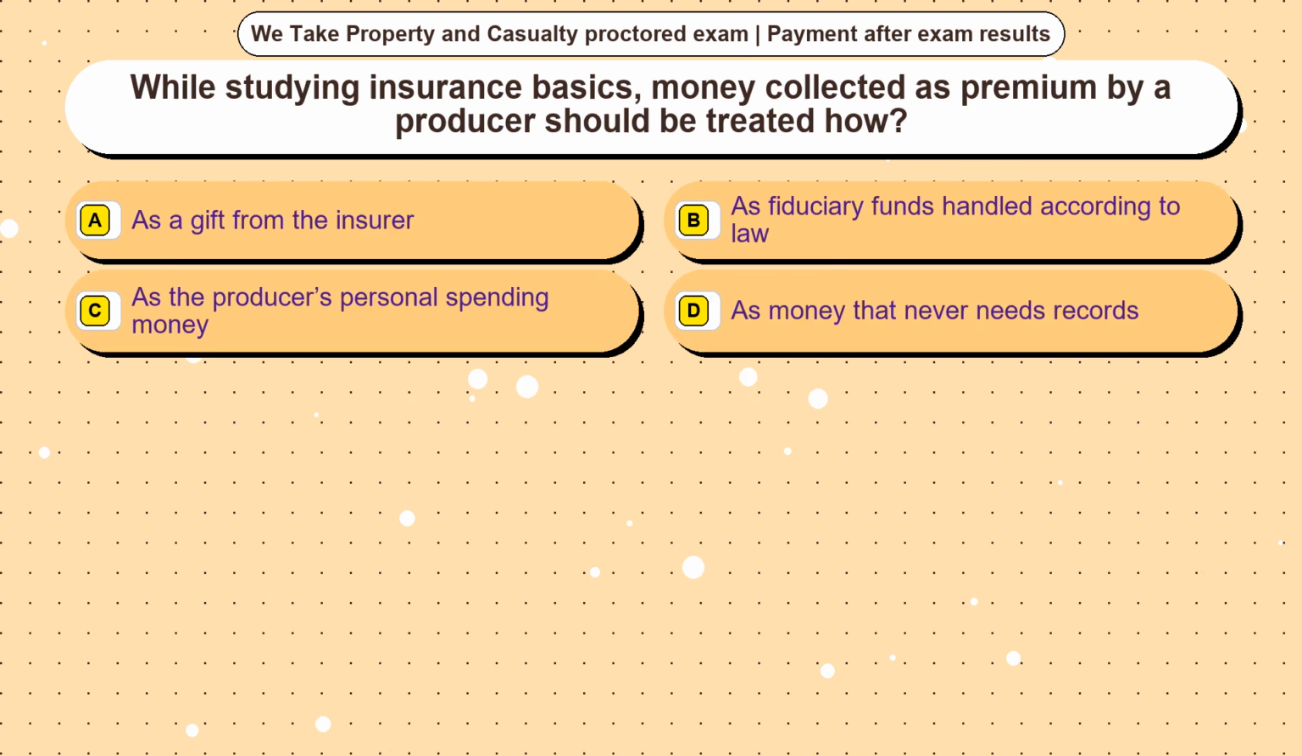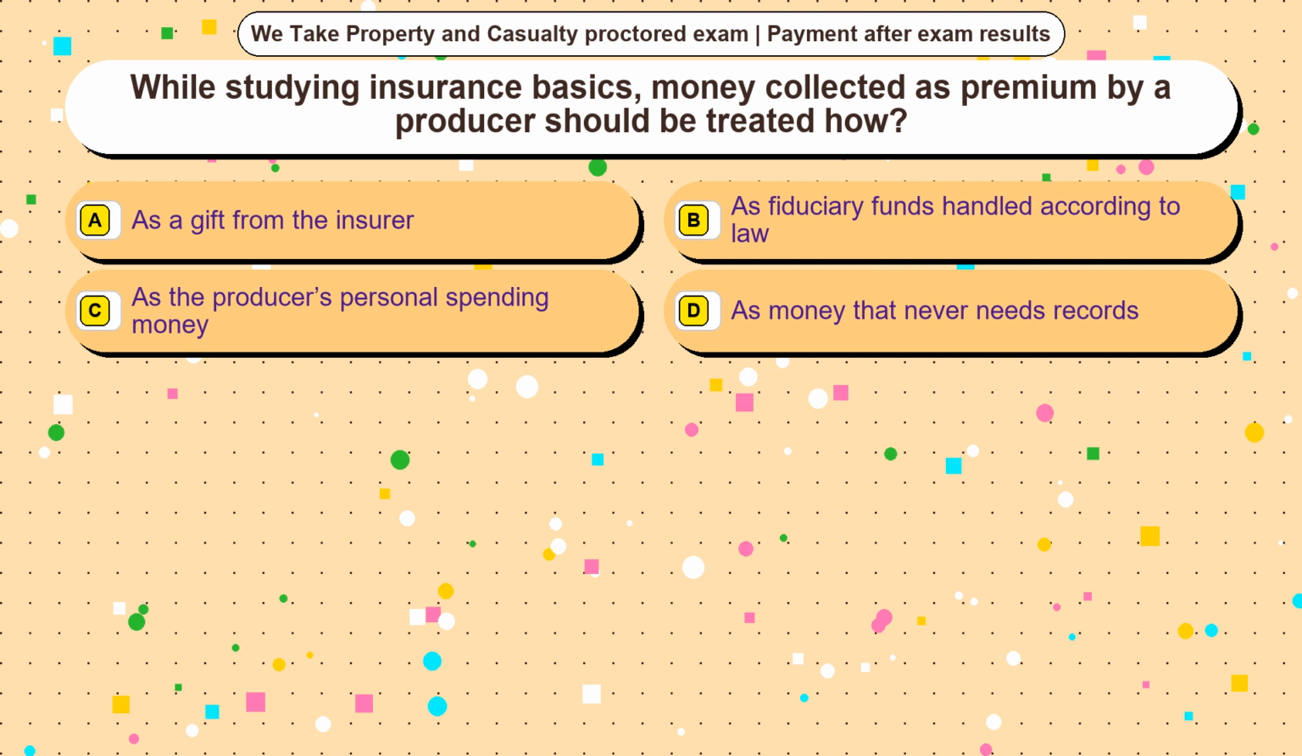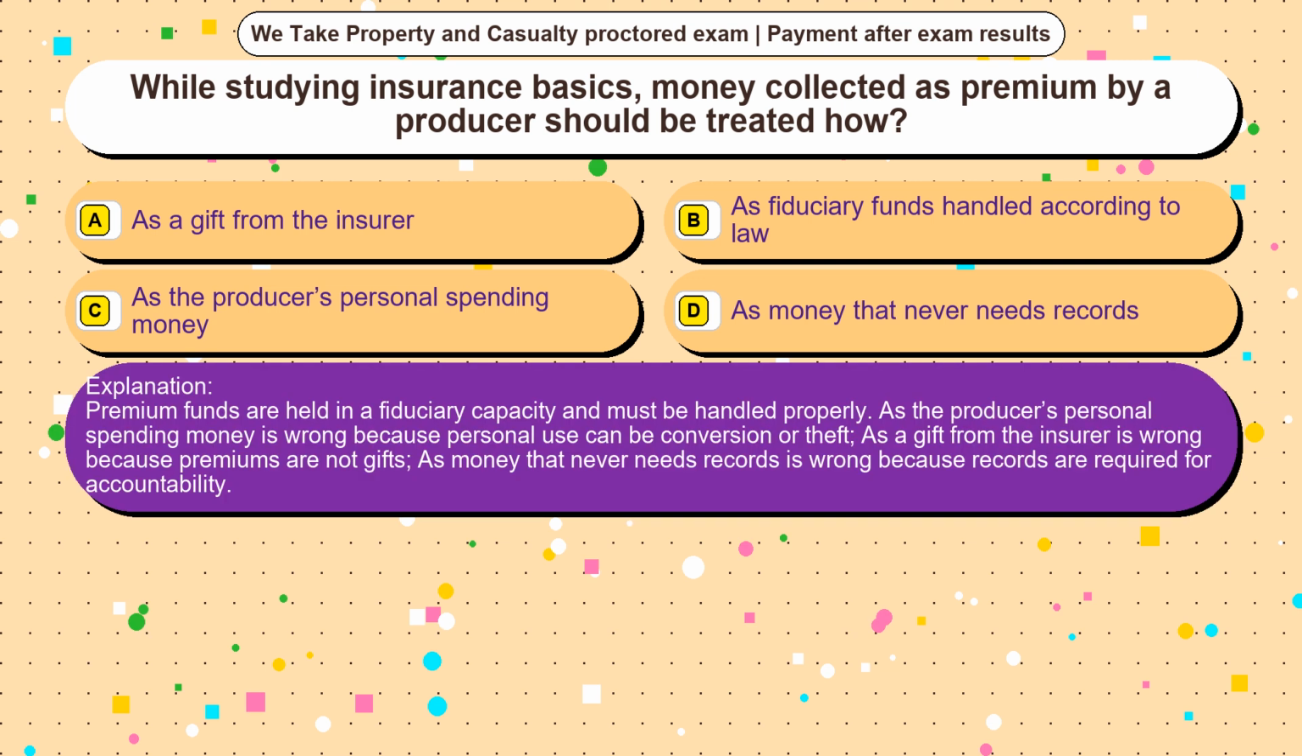Question 24. While studying insurance basics, money collected as premium by a producer should be treated how? Option A, as a gift from the insurer. Option B, as fiduciary funds handled according to law. Option C, as the producer's personal spending money. Option D, as money that never needs records. The correct answer is option B. Premium funds are held in a fiduciary capacity and must be handled properly.